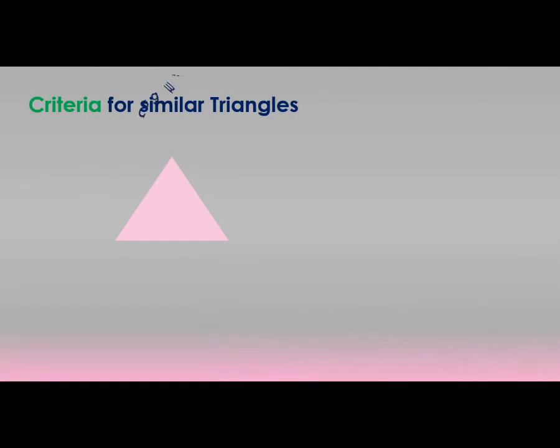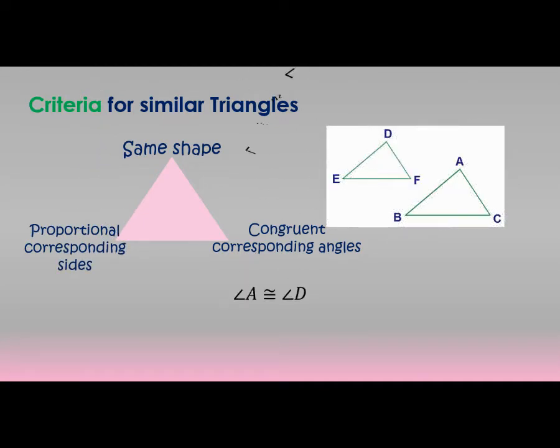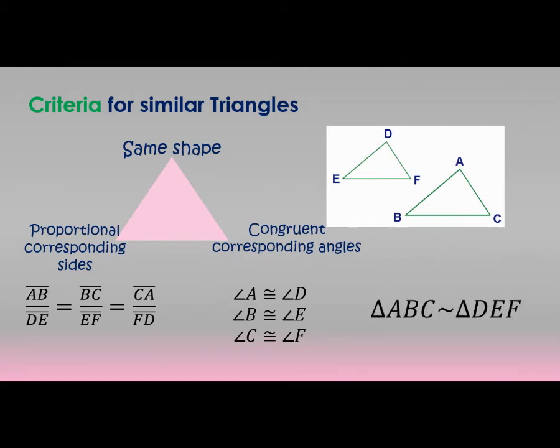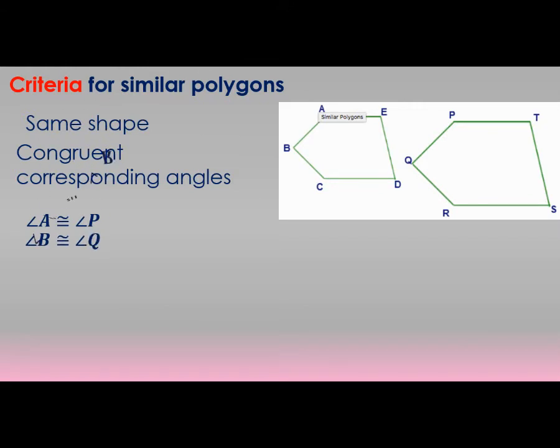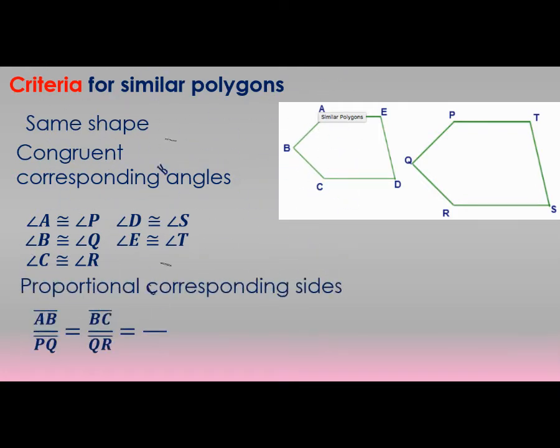Next, criteria for similar triangles. Already we had a quick discussion. Same shape and congruent corresponding angles, and the sides are proportional. Then the two triangles, for that matter, the polygons are similar. Now I'm taking two polygons. Criteria for similar polygons: the same shape, congruent corresponding angles. I see that all the five angles are congruent, I say equal, and the corresponding sides are proportional. Okay, now let's do some problems.